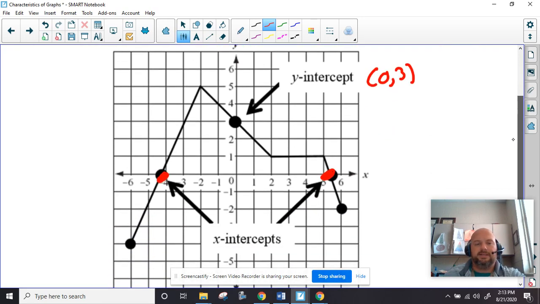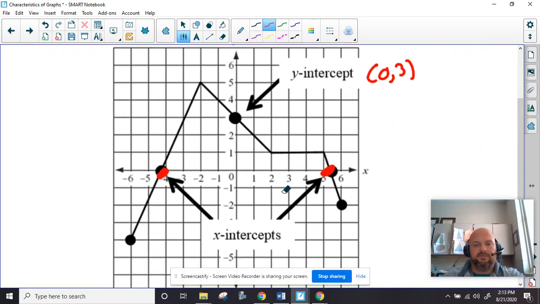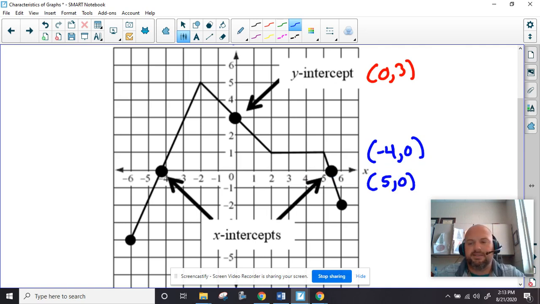Now, your x-intercepts, for this one we have 2, okay? And I know the graph doesn't look exactly like it's at those points, and I'm not going to guess decimals, but we're going to say that this is (-4, 0) and (5, 0). All right, that's what we're going to say right now. This is not a very good graph, but this is what I have, and this is what we're going to go over. Okay, and that's it. It's just where the graph touches those axes.